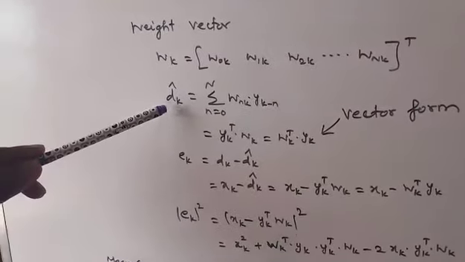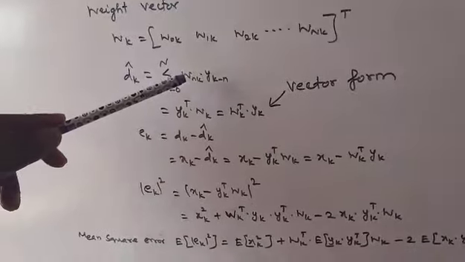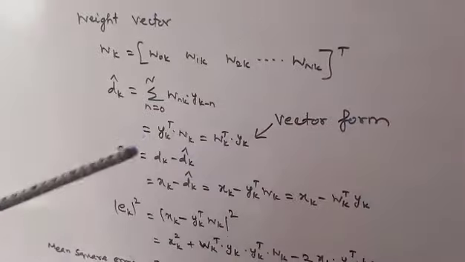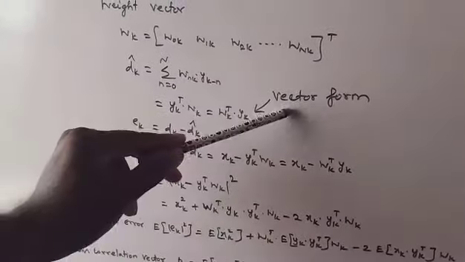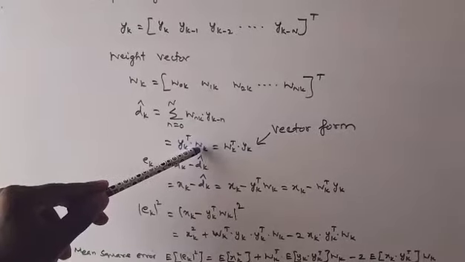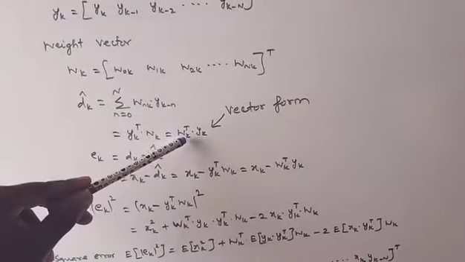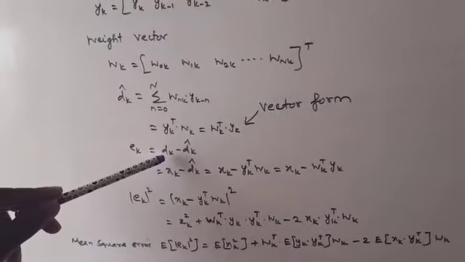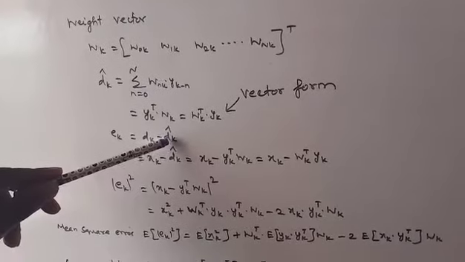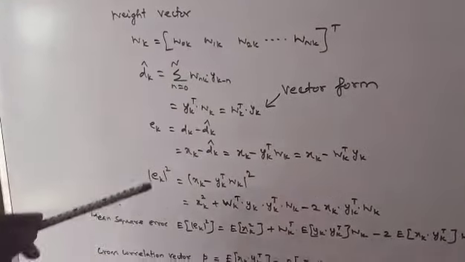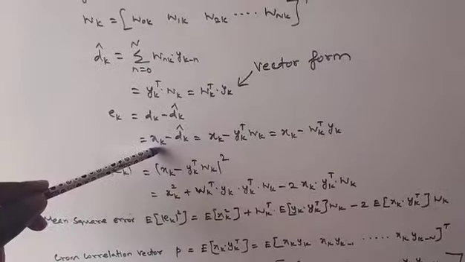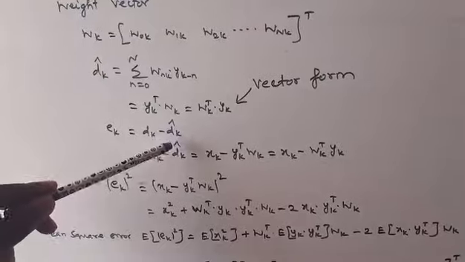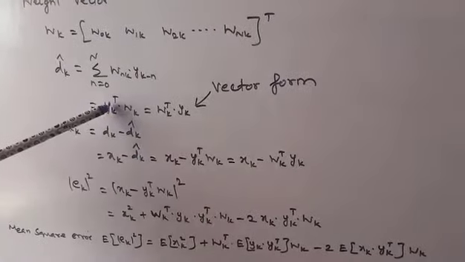Then the output of the equalizer dk cap is the sum of the products between the weight vector and the input signal. The same expression is written in vector form as Yk transpose into Wk, which is also equivalent to Wk transpose into Yk. Then the error signal, which is the difference between the actual output and the output of the equalizer, is dk minus dk cap. Already dk is equivalent to the original input signal xk, so this equation becomes xk minus dk cap. The expression of dk cap is substituted here.